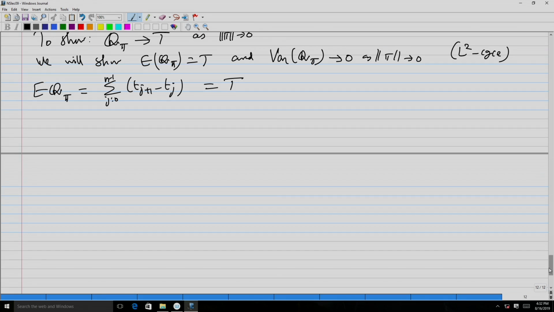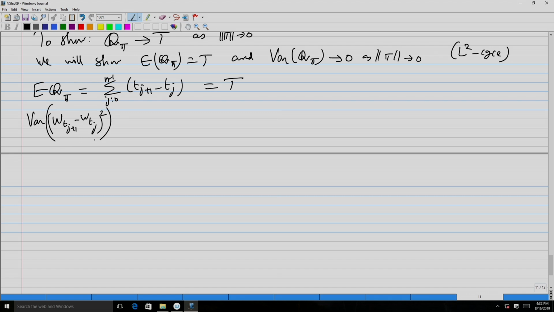But for the other part, which is the variance part, first we will look at the one quantity inside the sum, which is essentially the variance of (W_{t_{j+1}} minus W_{t_j}) squared.